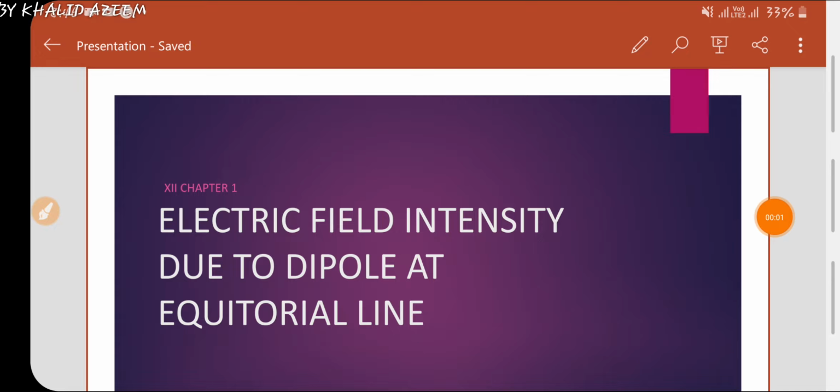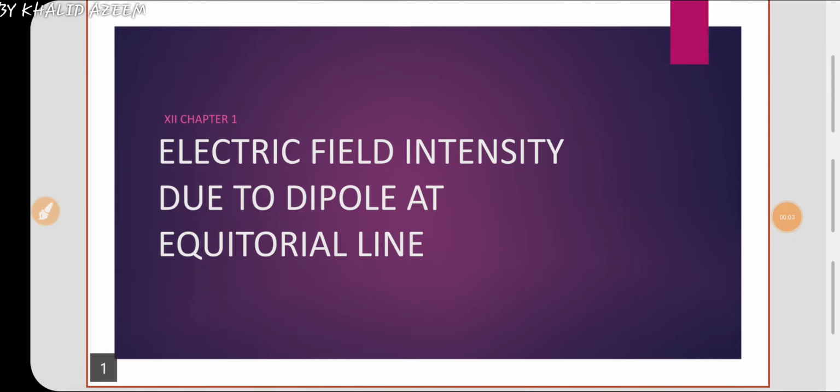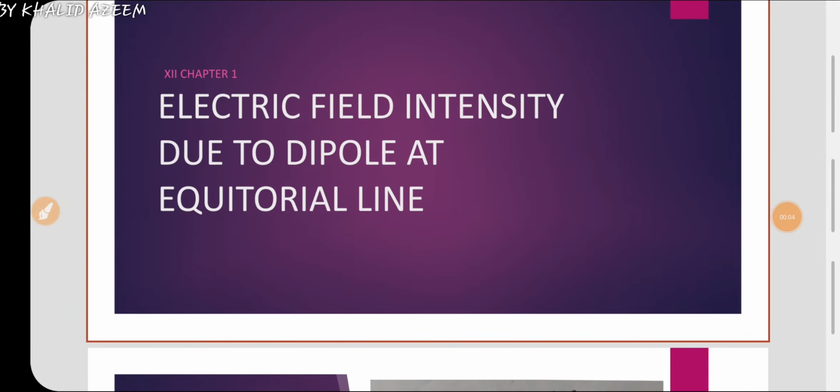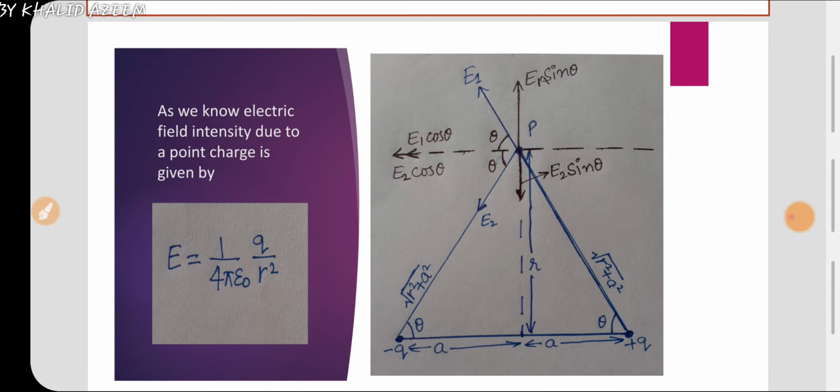Hello students, I am going to discuss electric field intensity due to a dipole at the equatorial line. First, I am going to discuss what is the equatorial line. A line perpendicular to the dipole which passes through the center of the dipole is called the equatorial line.